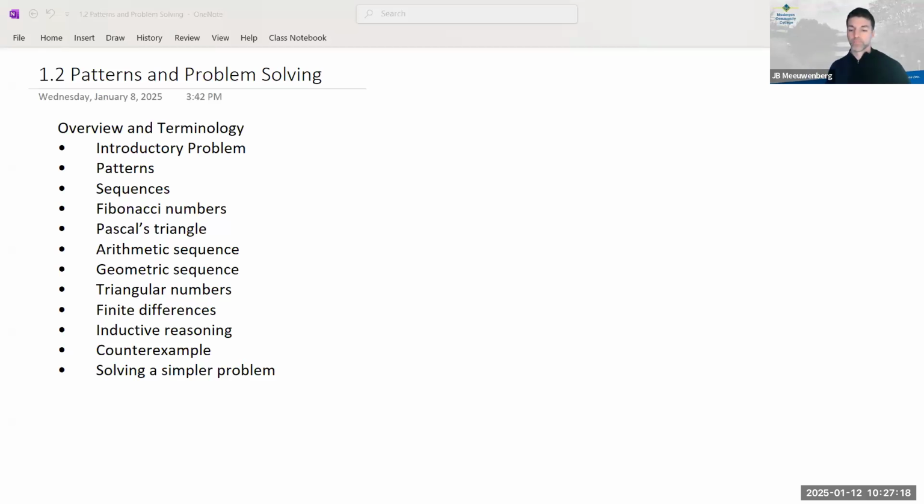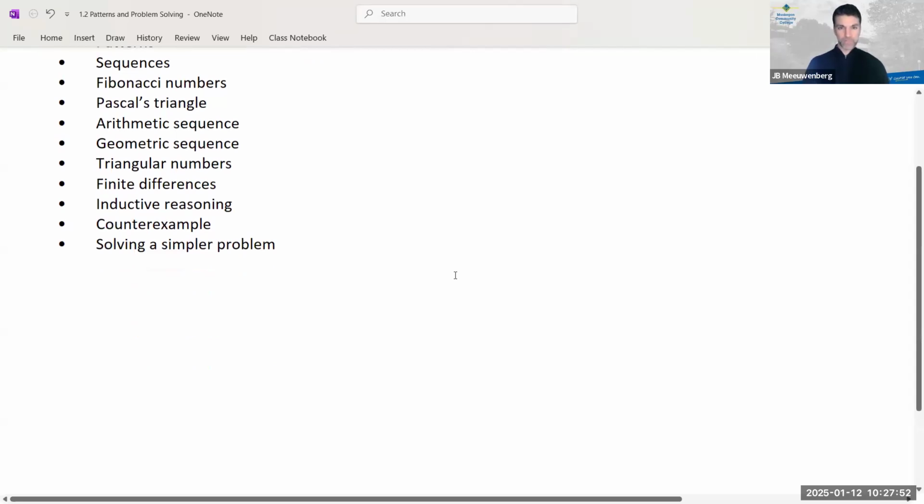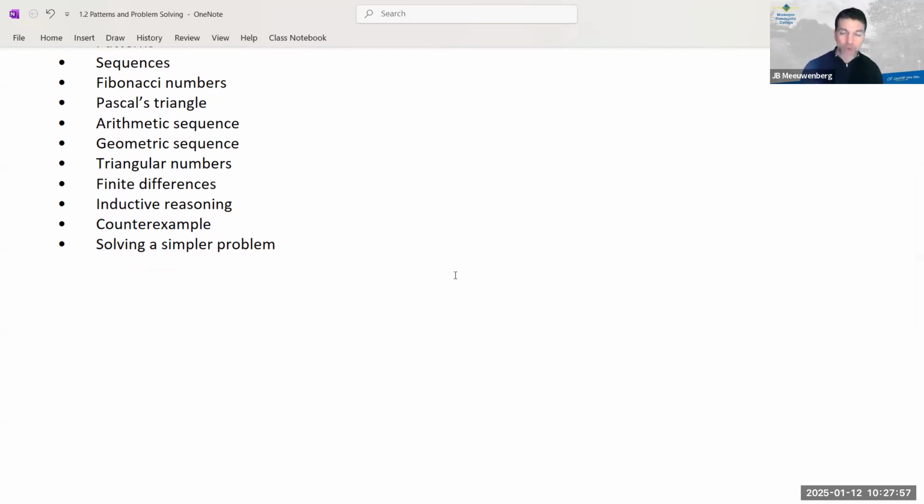So we are going to start with an introductory problem. We will talk about patterns, which will lead to sequences, numerical sequences. There are many different numerical sequences and patterns, famous ones that we'll talk about, including the Fibonacci numbers, Pascal's triangle. Maybe you've heard of those before, maybe not. They're pretty fascinating. Things called arithmetic sequences and geometric sequences, triangular numbers, finite differences, and then we'll get into something called inductive reasoning, and talk about counterexamples.